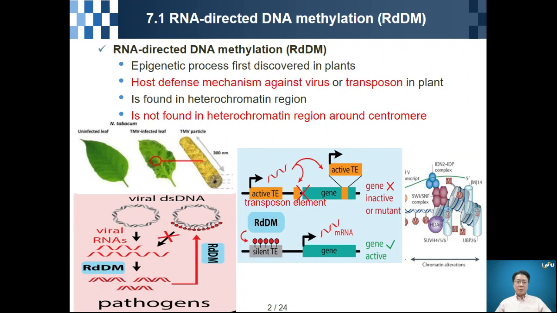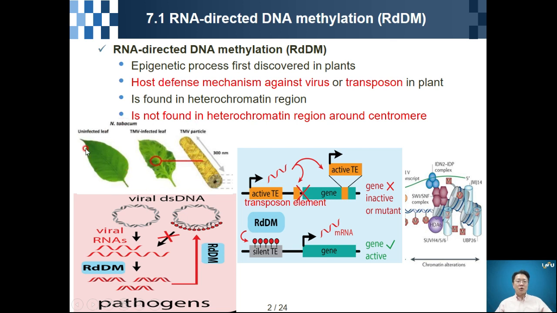In this slide, I will explain the first subject, RNA-directed DNA methylation, RdDM. Initially, RdDM is an epigenetic process first discovered in plants, and RdDM is also a host defense mechanism against viruses or transposons in plants. So this is one example.